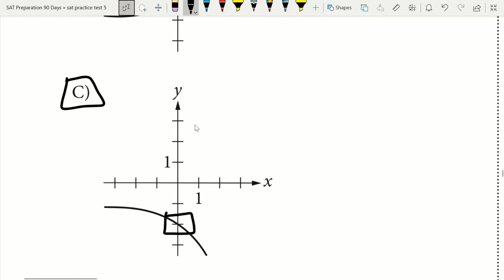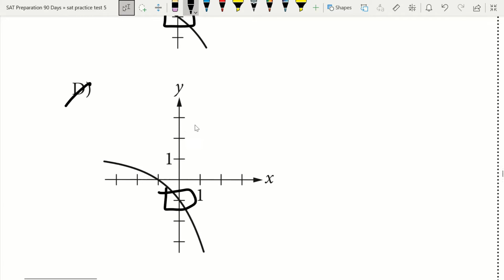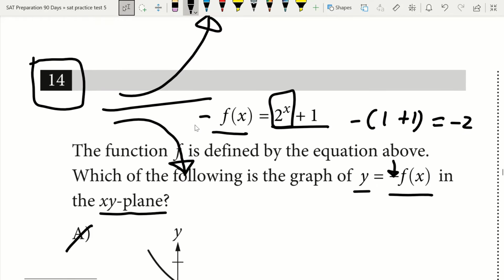And that's where understanding that anything raised to the power of 0 equals 1 comes in handy, because by doing that, you can find your y-intercept, find what the correct answer is. So hopefully this video is helpful.